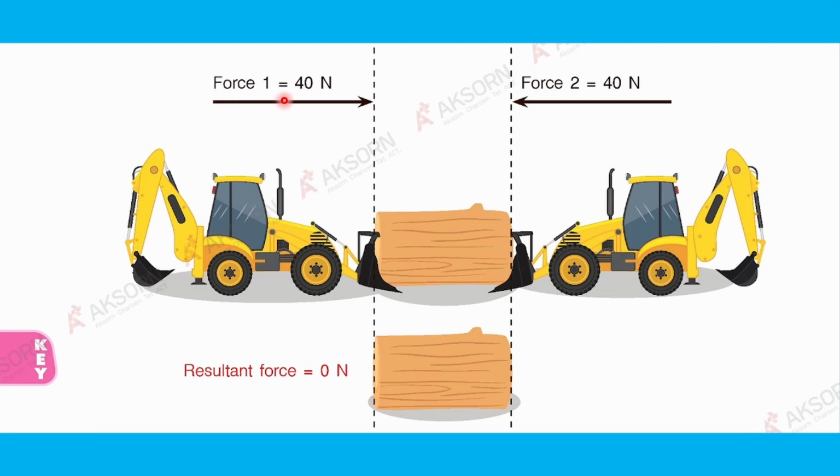Force 1 equals 40 newtons. Force 2 equals 40 newtons. You can see here both forces are the same, but they are pushing in opposite directions. Resultant force equals 0 newtons.